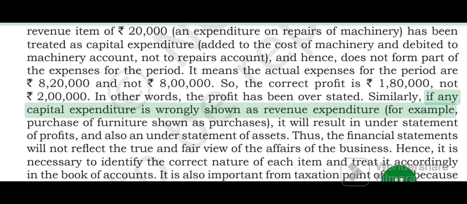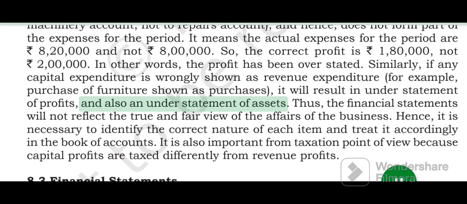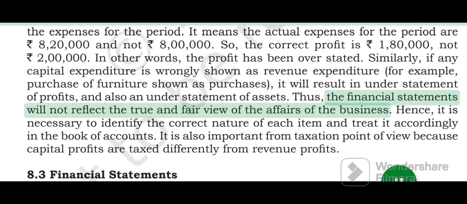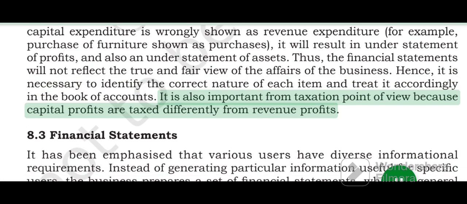Similarly, if any capital expenditure is wrongly shown as revenue expenditure, for example, purchase of furniture shown as purchases, it will result in understatement of profits, and also an understatement of assets. Thus, the financial statements will not reflect the true and fair view of the affairs of the business. Hence, it is necessary to identify the correct nature of each item and treat it accordingly in the books of accounts. It is also important from a taxation point of view because capital profits are taxed differently from revenue profits.